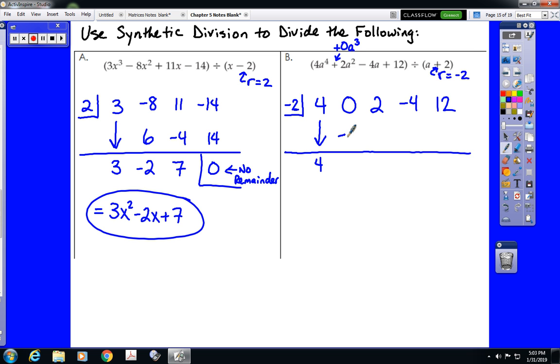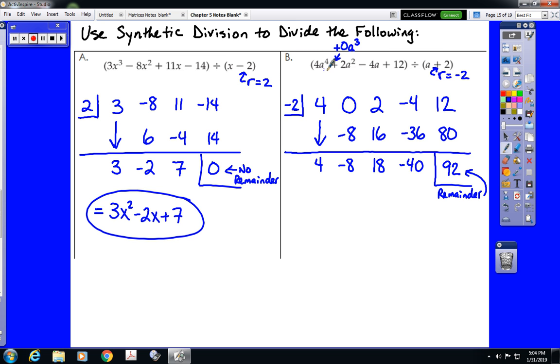Negative 2 times 4 is negative 8, add down is negative 8. Negative 2 times negative 8 is 16, add down is 18. Negative 2 times 18 is negative 36. Add down is negative 40. Negative 2 times negative 40 is positive 80. Add down is 92. So again, that is your remainder, which means we get to deal with that this time and see how that works.